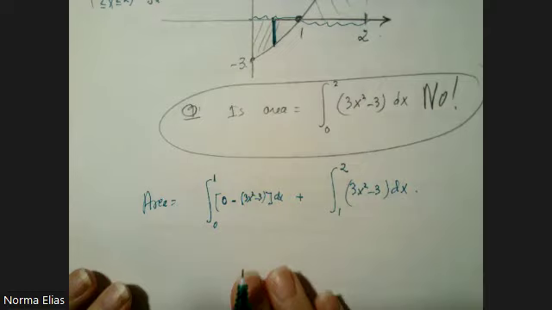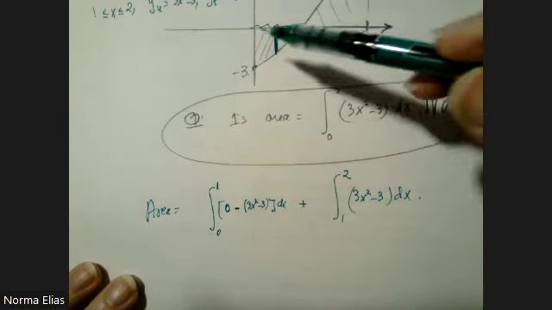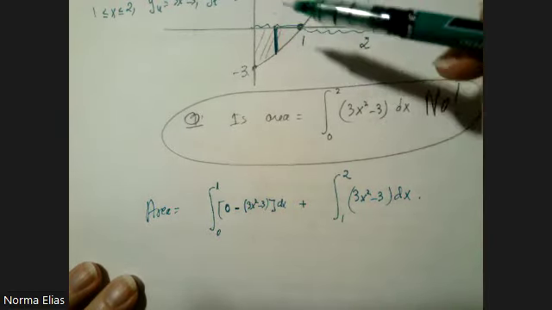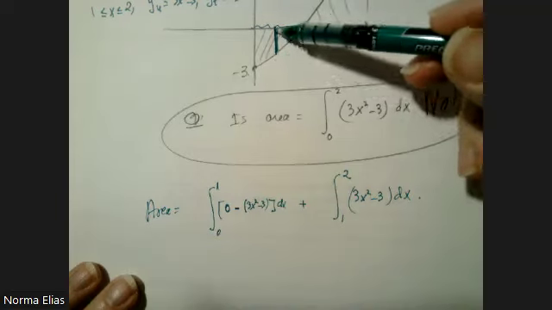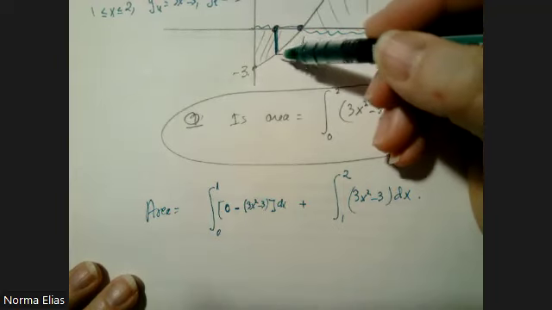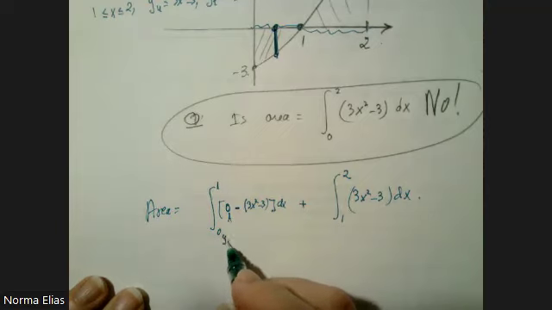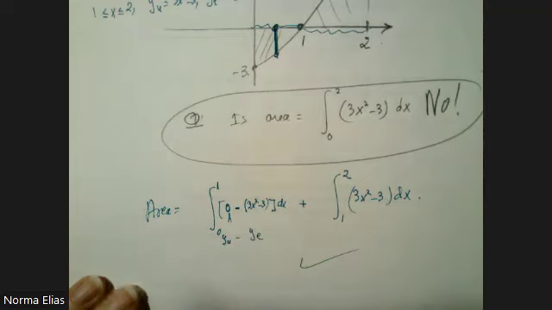Okay, so the reason I assigned this is to be careful that from 0 to 1, first, it's not the integral. You have to split from here to here. It's minus that integral. Another way to think about it, the upper curve is 0. The lower curve is 3x squared minus 3. So that's the upper minus the lower.